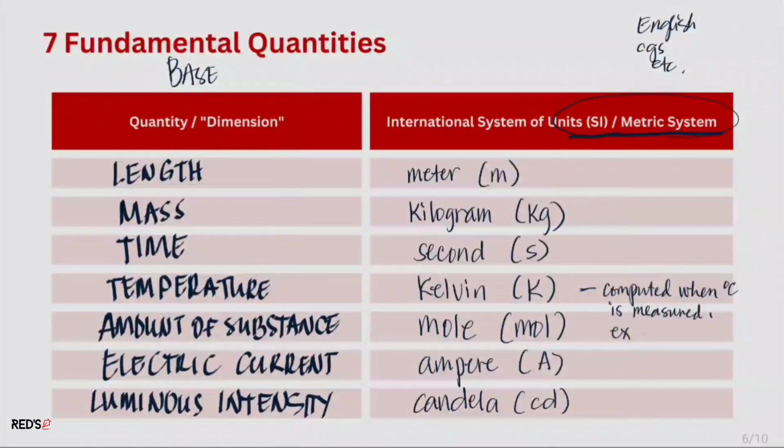For example, we measure the room temperature as 25 degrees Celsius, or the room temperature is measured by the thermometer to be 25 degrees Celsius. In order for it to become Kelvin, we just add 273.15 to the measured value. So that will be 298.15 Kelvin.